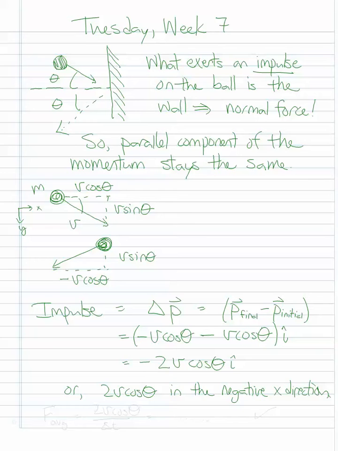In fact, we could go on and ask further questions. We could ask about the force. If we knew the time of this interaction, we would say that the average force is 2v cosine theta over the time interval, and so on. But that was the end of the problem for today.